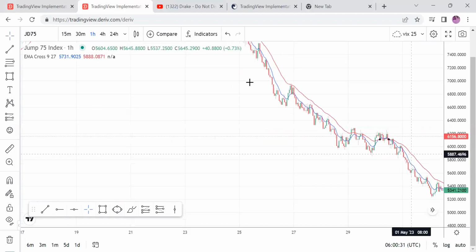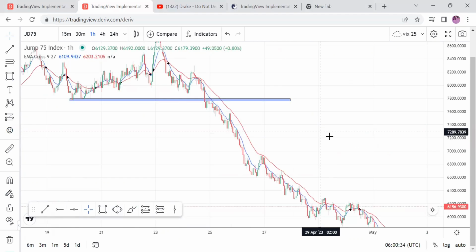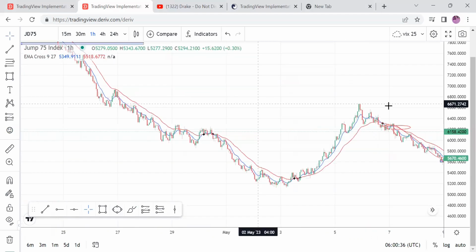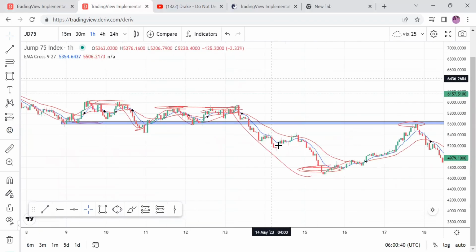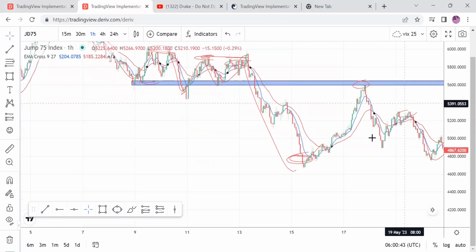All right. So I hope that example was clear as it relates to the different types of breaker structure in the market. And I'll see you in the next video.